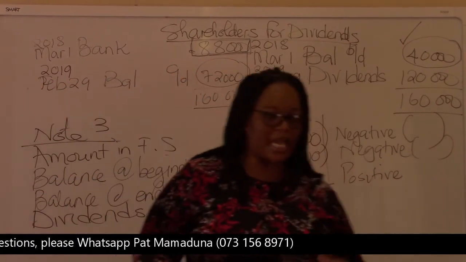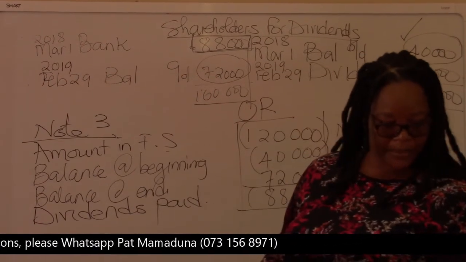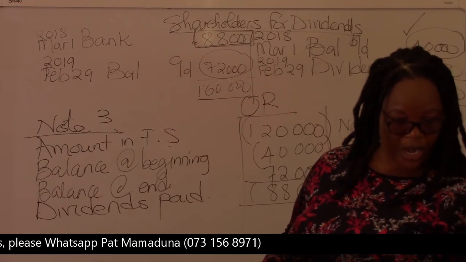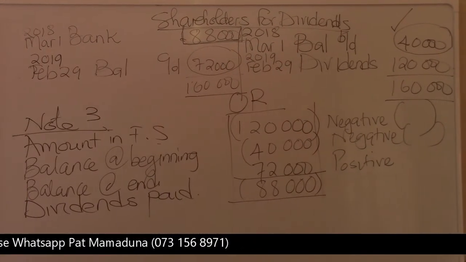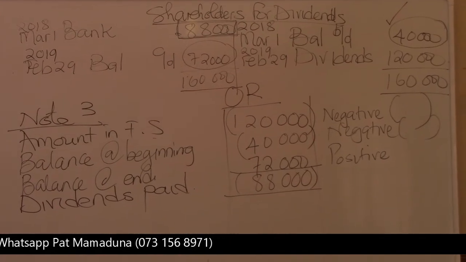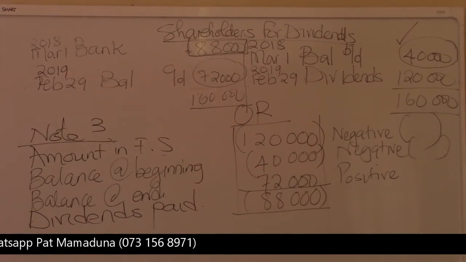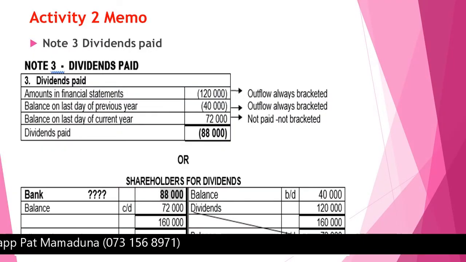Now, let's look at how this is going to appear. Let me just project our answer properly there on the board here. So we are saying note number 3, dividends paid. Amount in the financial statements, it is always a negative, so it should be bracketed. Take note that if you write 120, you don't put it in brackets, you will lose a mark.